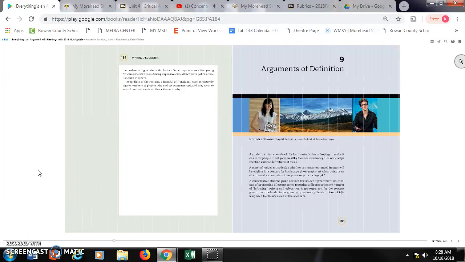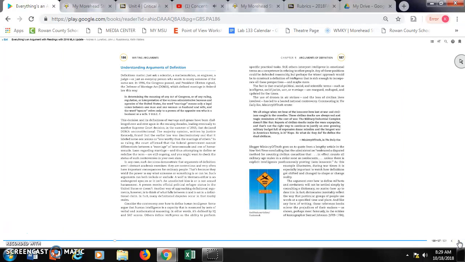I want to begin with the text itself. It is so important that you read the text, Chapter 9, Arguments of Definition, before trying to write your own argument of definition. I want to point out a few things in the textbook.